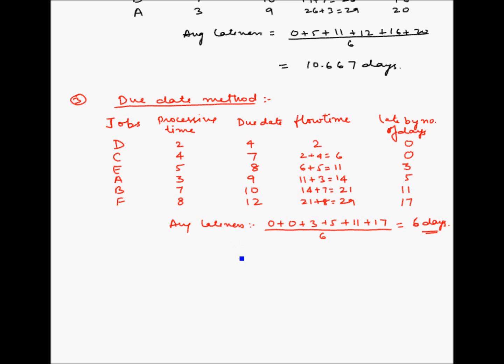Now let us move to the next method, which is the random method. In this method, the jobs are selected for processing at random by the workers. So let us look at that method.